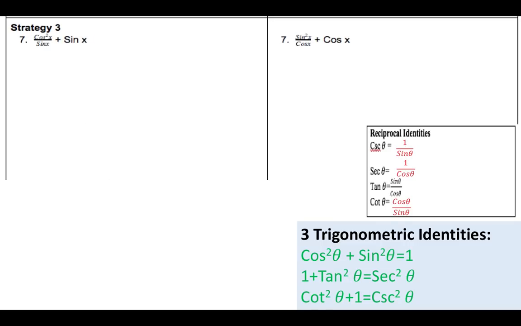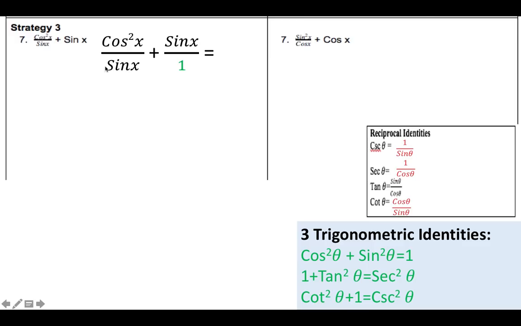Let us move on to strategy 3. Strategy 3 is called the common denominator technique. This technique you'll want to always have in your notes to remind yourself, hey, the goal is to get a common denominator. Okay, so step 1. In order to have a common denominator and to add these 2 terms, what I'm going to do is put this sine x over 1.